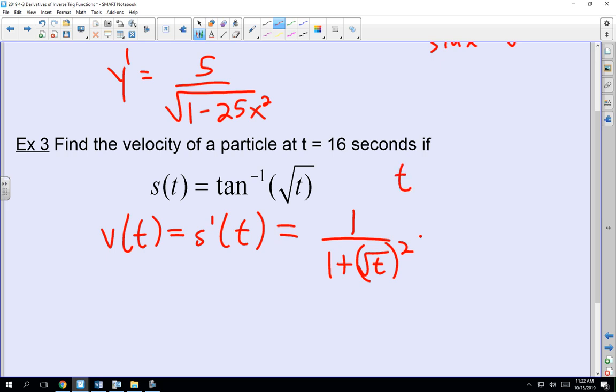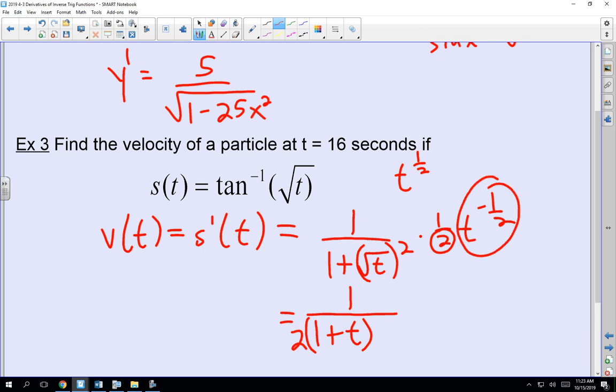Remember, root t can be written as t to the 1/2. So the derivative of that is going to be 1/2 t to the negative 1/2. So there it is, using the chain rule. And if we clean this up just a bit, we've got 1 over 1 plus the square root of t squared, which is just t, so it's 1 plus t. We've got this 2 down here that can move down in front of this. And then we've got this t to the negative 1/2, which is really just the square root of t in the bottom. So if you want to clean it up, that's what it would look like.